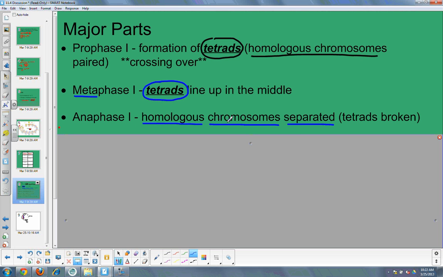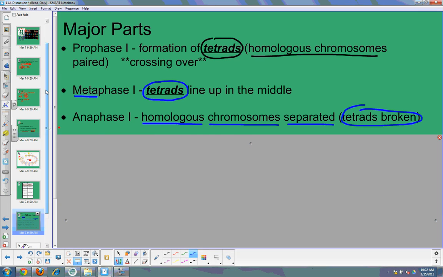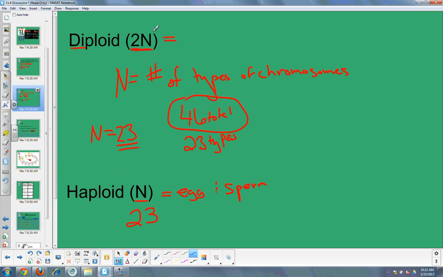So here, we're separating all of these homologous chromosomes from each other. So one's going to go to one cell, one's going to go to the other cell. So from this point on, we are not like a normal cell anymore. We're not diploid, we're haploid. So let's take a look at what that looks like over here.